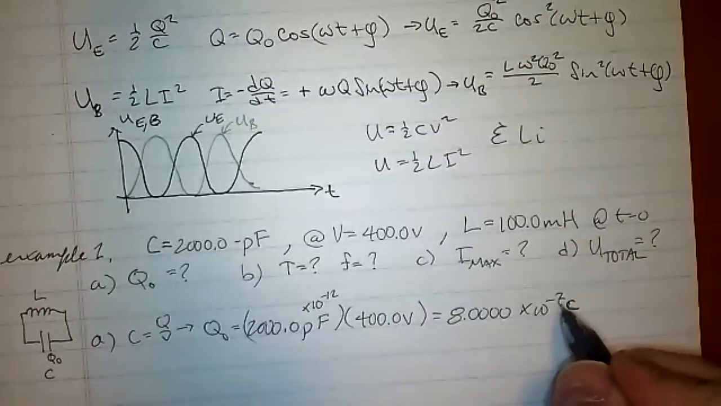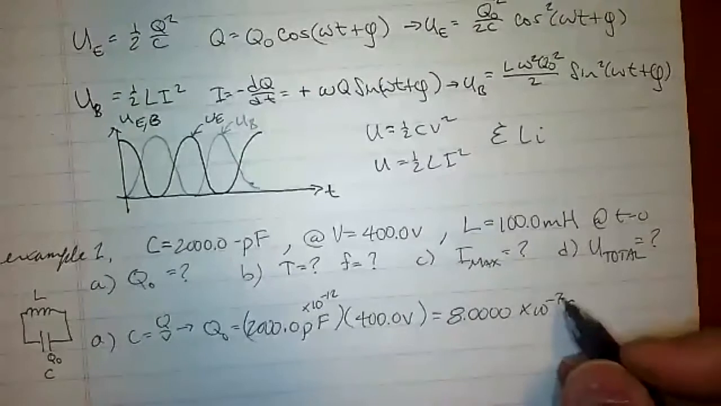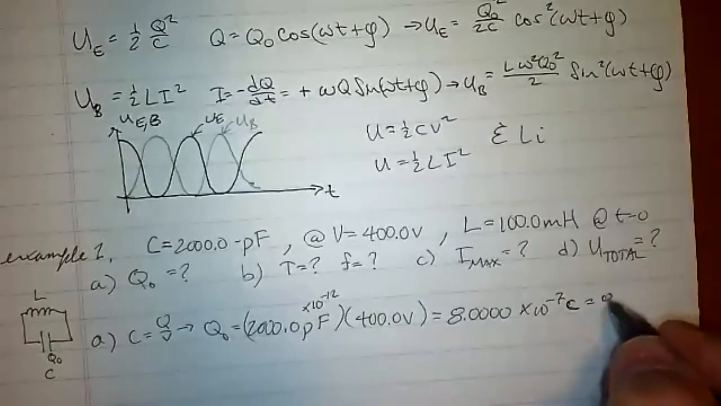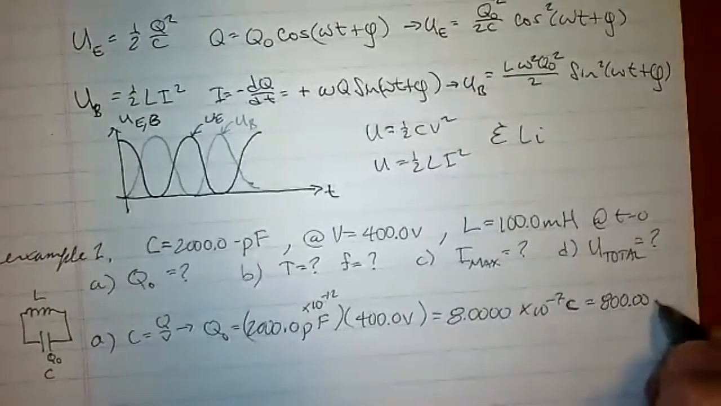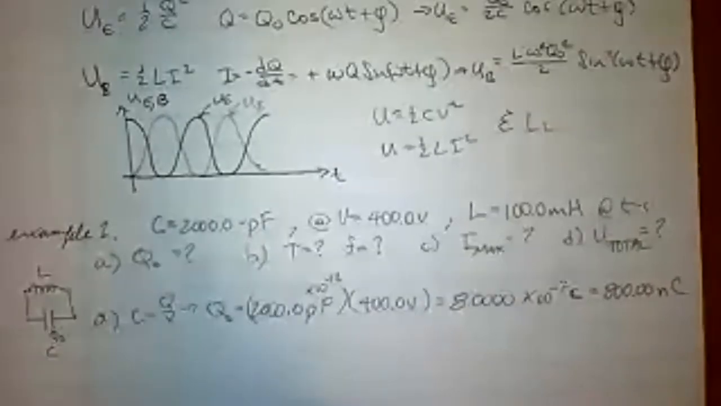You could also write this, for instance, if I divided this by 100, that would become 10 to the negative 9th, but I have to multiply that by 100. So that'd be 800.00 nanocoulombs is also acceptable.